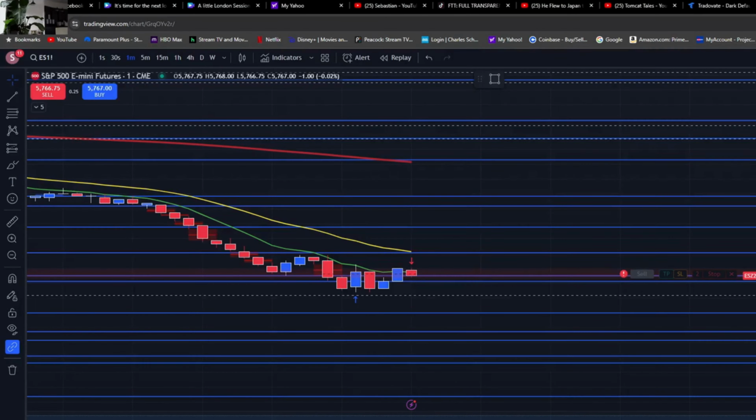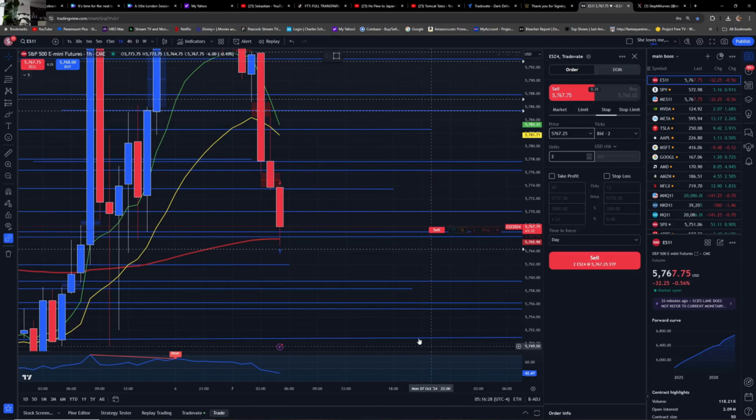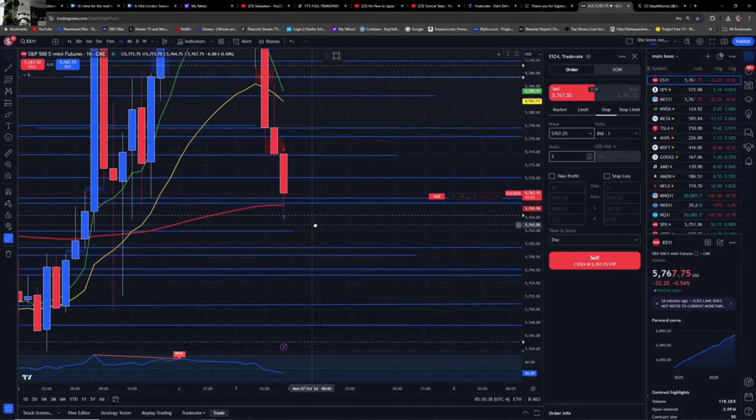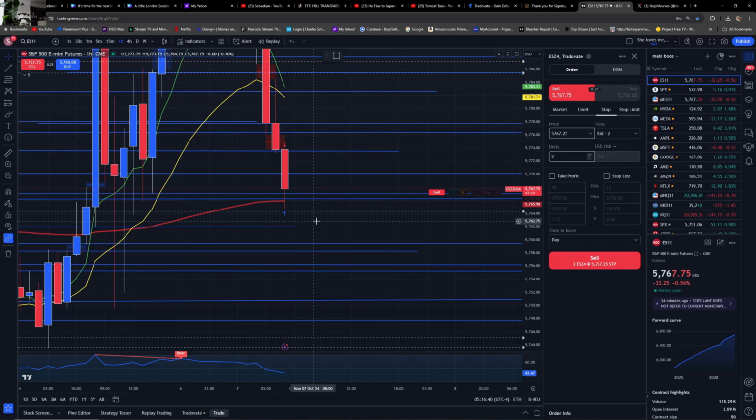All right, but as predicted, we went right down to the 200 EMA for the 1 hour time frame. We just took a trade from right here to the split, made a couple $100, and then it fell back. 300 was the most we saw. We took 225.